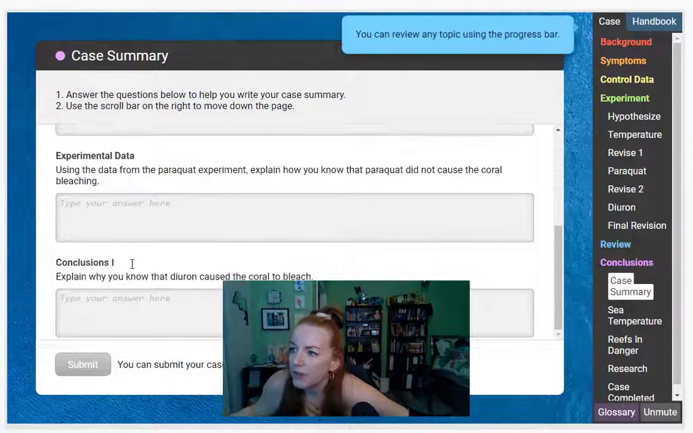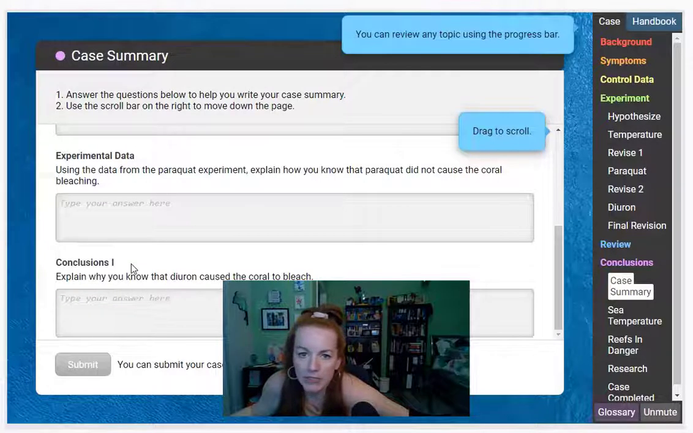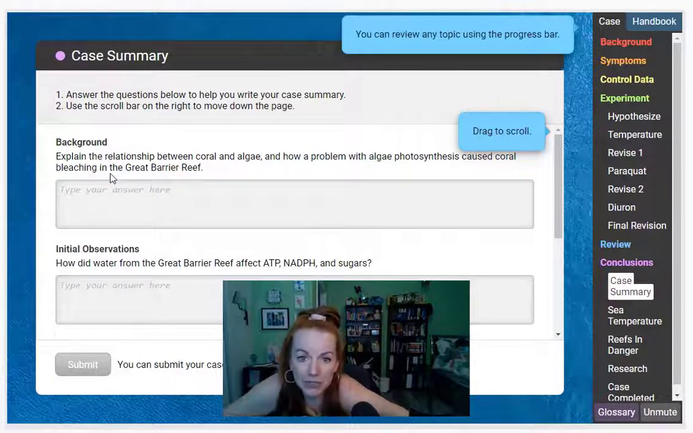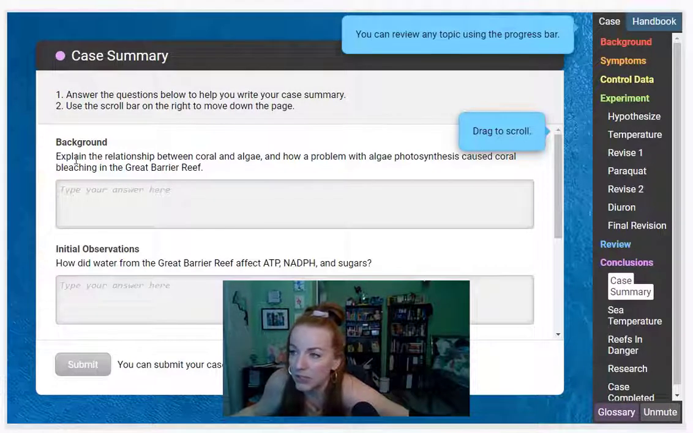So you've got 4 questions to answer as you're doing this. You're going to start with the question about explaining the relationship between coral and algae. This should be something we learned in our last unit, but if it's not, that's something you can go back and figure out in the background section. As a reminder, in your case summary, the background section is whatever's in bold right here. Look, there's the background. That's where you want to go back and look for information to help you answer this question, okay?